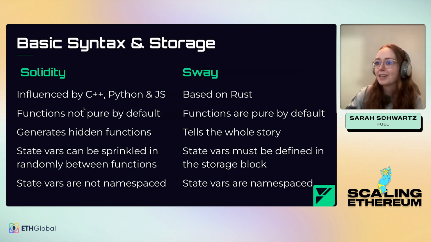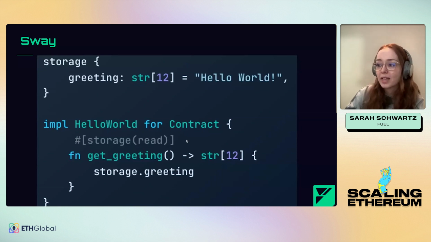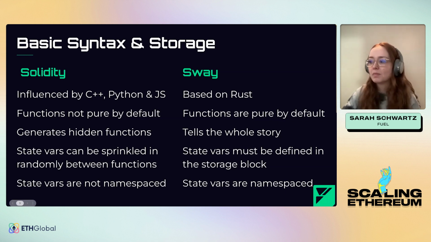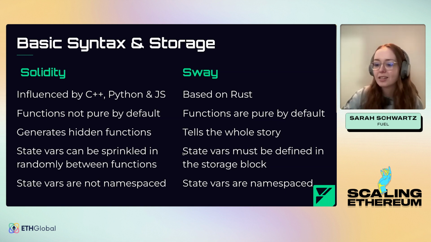So a little recap of what we just saw. Solidity is based on C++, Python, and JavaScript. Sway is based on Rust syntactically. Solidity functions are not pure by default. You add the pure keyword if it's pure, and view if it's view only. In Sway, they're pure by default, and you have to use storage read or storage write annotations if you want to access persistent storage. Like I said earlier, in Solidity, hidden functions are generated. In Sway, the contract tells the full story. You can put state variables in Solidity anywhere in a contract except inside a function. In Sway, they are all neatly organized in the storage block. And again, they are namespaced, so you have to access them through the storage keyword.